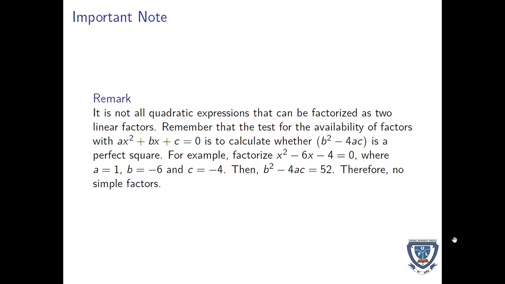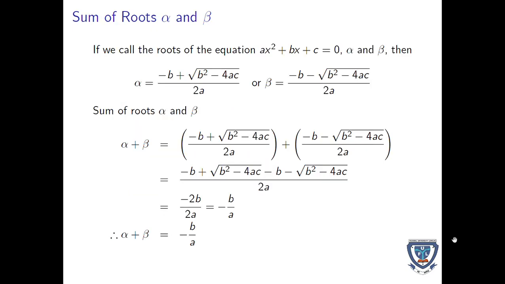For example, if you are asked to factorize x squared minus 6x minus 4 equal to 0, where your a now is 1, b is minus 6, and c is minus 4, then you calculate b squared minus 4ac to give us 52, and 52 is not a perfect square. Therefore, that quadratic equation is not going to have simple factors. So this is one of the tricks to find out whether a given quadratic equation can be factored easily or not.